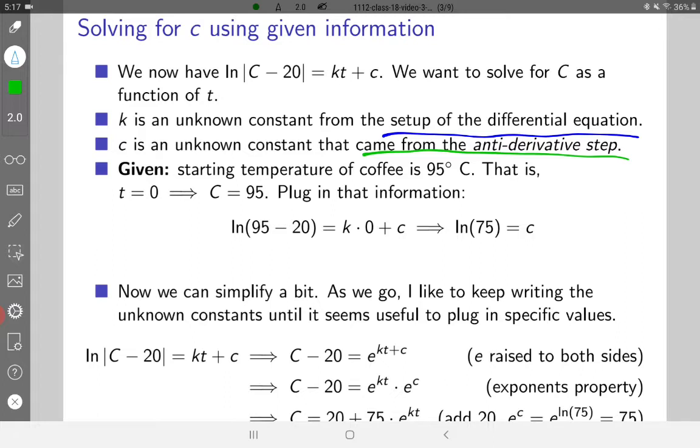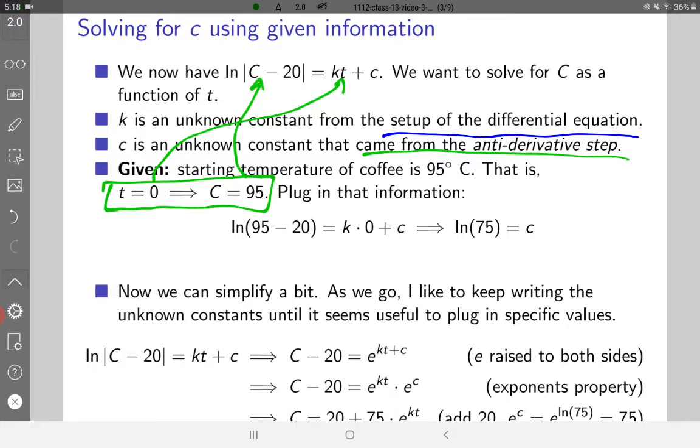Remember that something we were given way back at the beginning of the setup of this scenario was that the coffee's temperature at the beginning was 95 degrees Celsius. Or in other words, when t is 0, capital C is 95. So let's plug that information into what we have so far. Let's make t 0 and C 95, and let's see what that tells us. As it turns out, that tells us what the value of little c is.